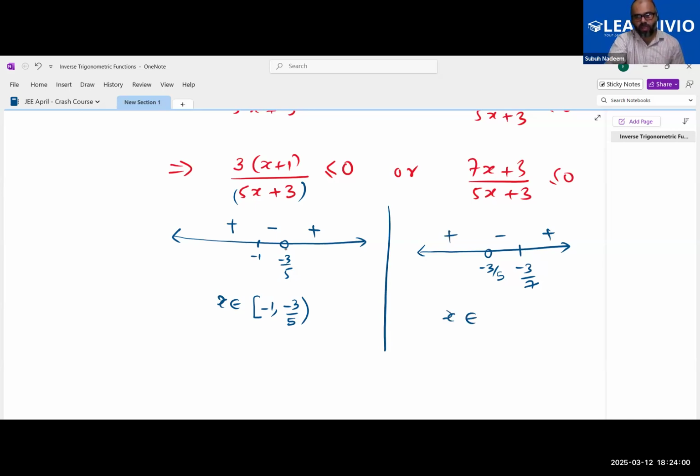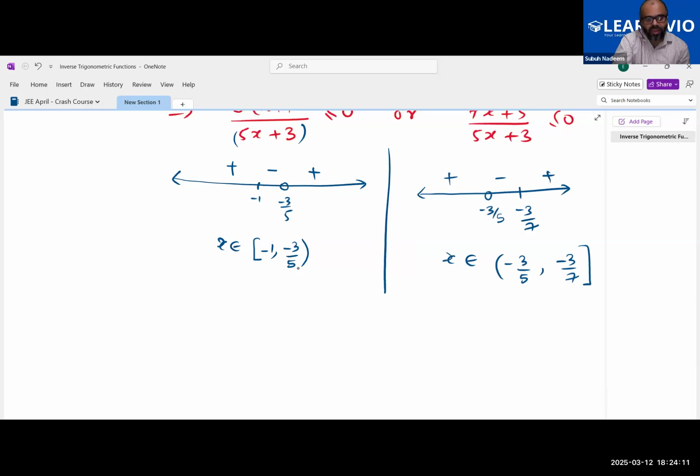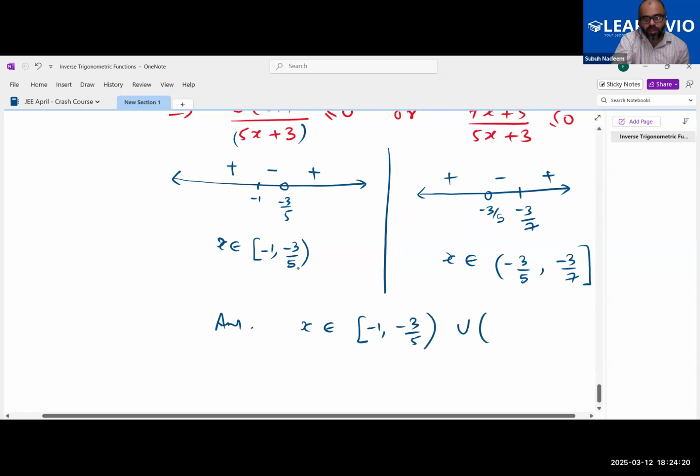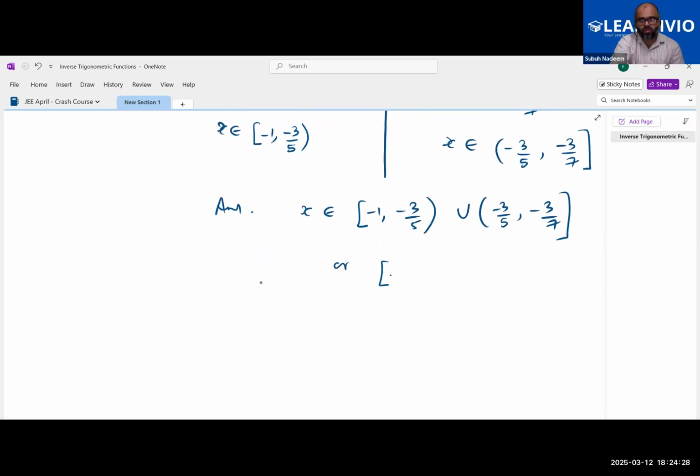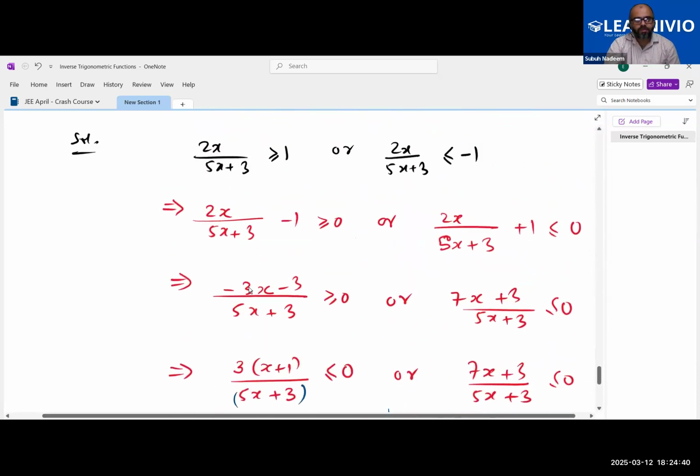So x belongs to minus 3 by 5 to minus 3 by 7. This is a closed interval. The final answer is the union of x belonging to -1 comma -3/5 union -3/5 comma -3/7. Or you can also write it like this: it is -1 to -3/7 except -3/5. You can write it like that also. So write it down starting from here.